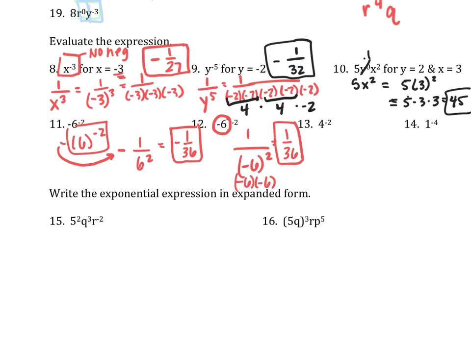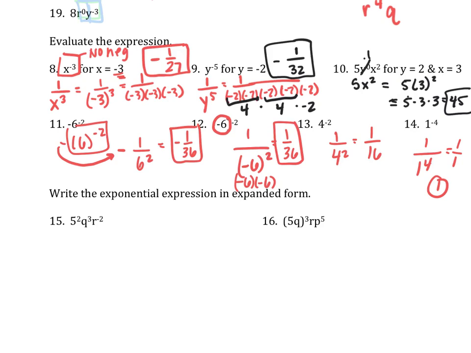13 is pretty straightforward. 4 to the negative 2 would just be 1 over 4 squared. 4 squared is 16. That's all you have to do. Okay. Again, the last one, very similar. 1 to the negative 4, rewrite it as 1 over 1 to the 4th. Well, 1 to the 4th is 1. 1 times 1 times 1 times 1 is still 1. 1 divided by 1 is 1.